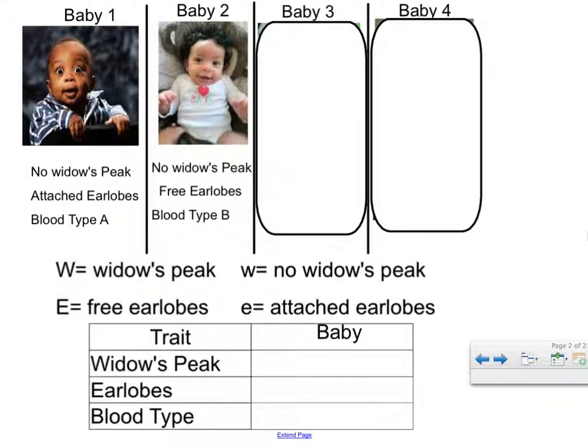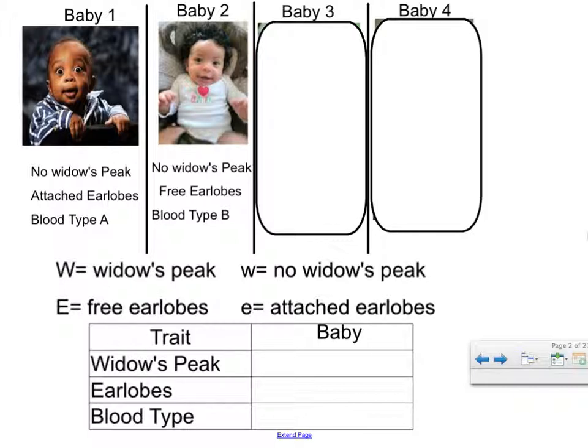Let me introduce you to baby 2. Baby 2 has no widow's peak. So what would his or her genotype be? Recessive W, recessive W. What about the earlobes? Free earlobes, meaning they're hanging like mine. Dominant E, recessive E, or dominant E, dominant E. Blood type is B. So far, so good? All right.